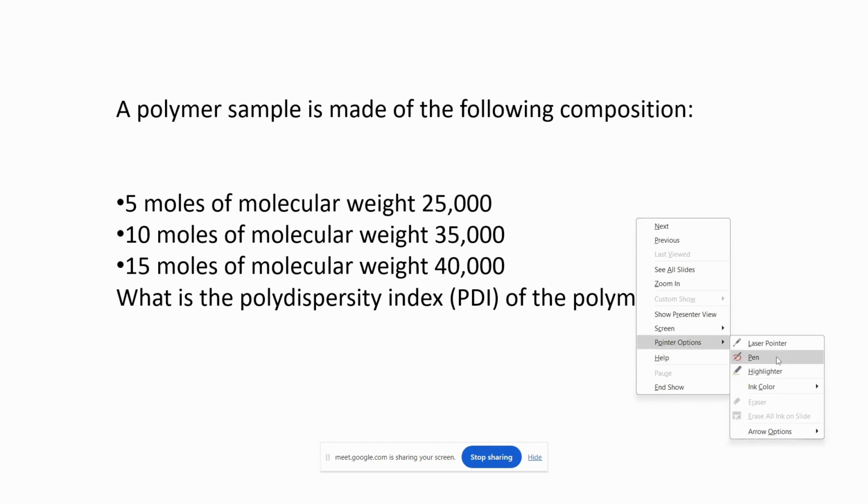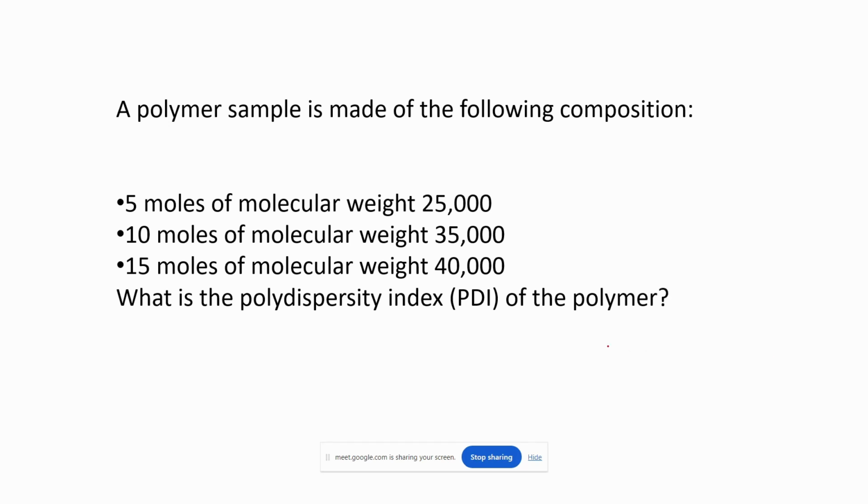Do you guys know the formula for MW and MN? MW is summation of Ni Mi square divided by summation of Ni Mi, whereas MN is summation of Ni Mi divided by summation of Ni. So for polydispersity index, we'll basically use that formula only, which is PDI equals MW by MN.